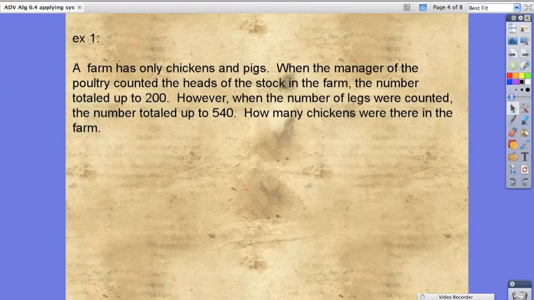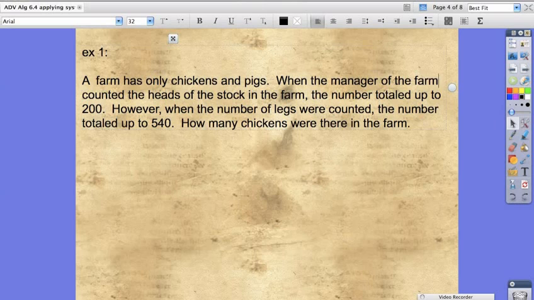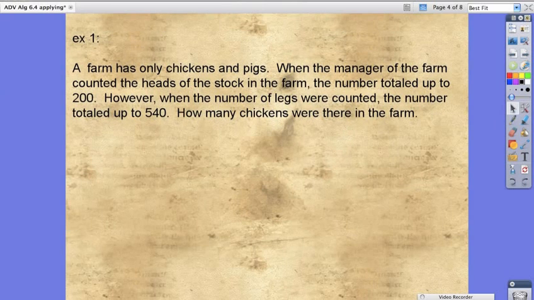It says a farm has only chickens and pigs. When the manager of the farm counted the heads of the stock in the farm, the number totaled up to 200 heads. However, when the number of legs were counted, the number totaled 540. How many chickens were in the farm?